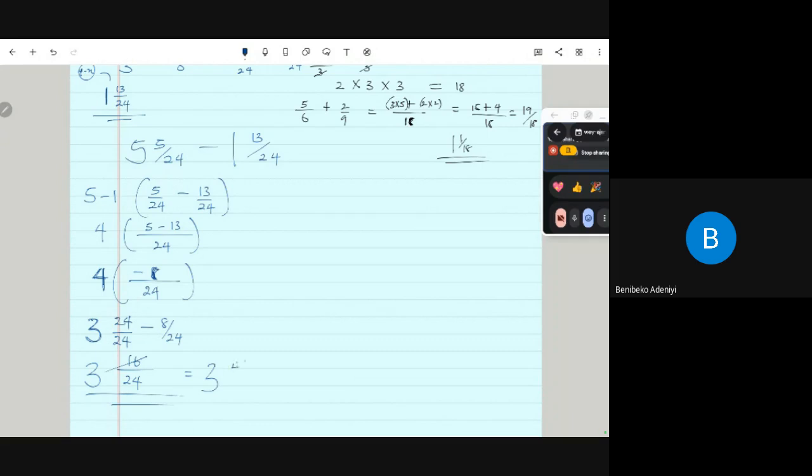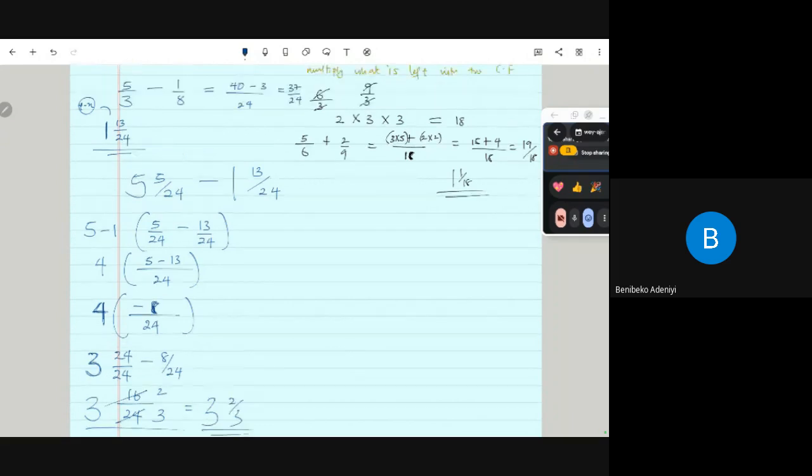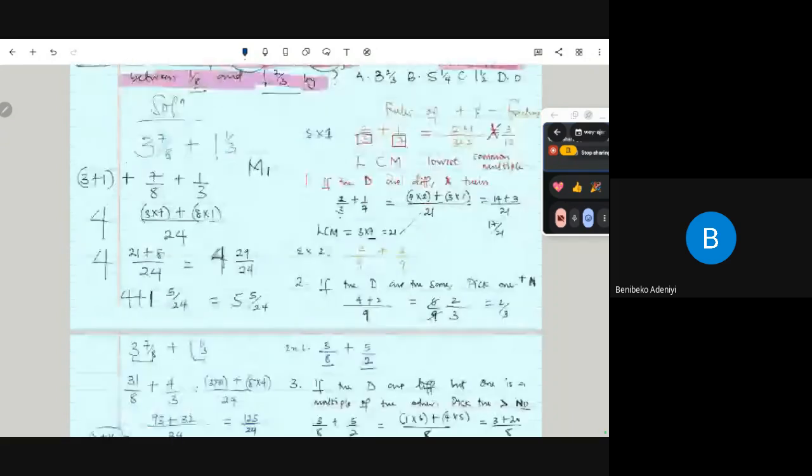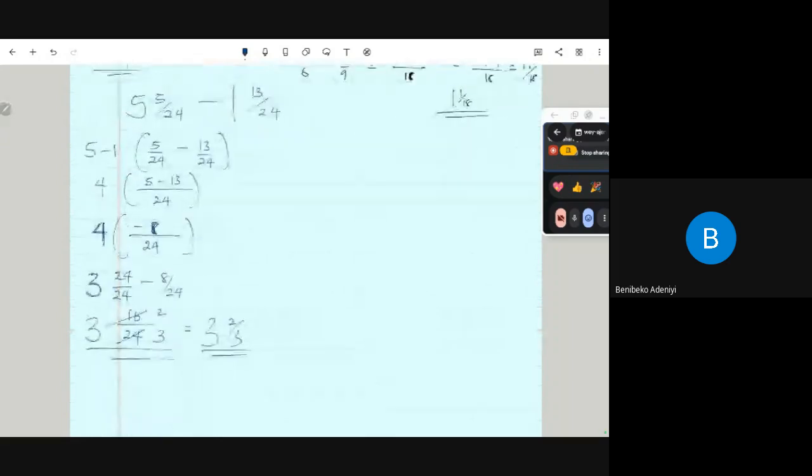4 can go in 24, and 4 goes in 24. Okay, so 8 can go there. 8 here, 2. 8 here, 3. So 2 over 3. So that's the answer: 3 whole number, 2 over 3. Option A.